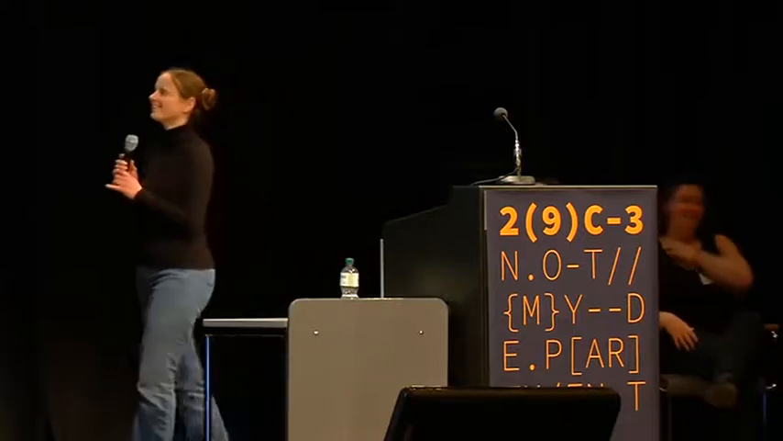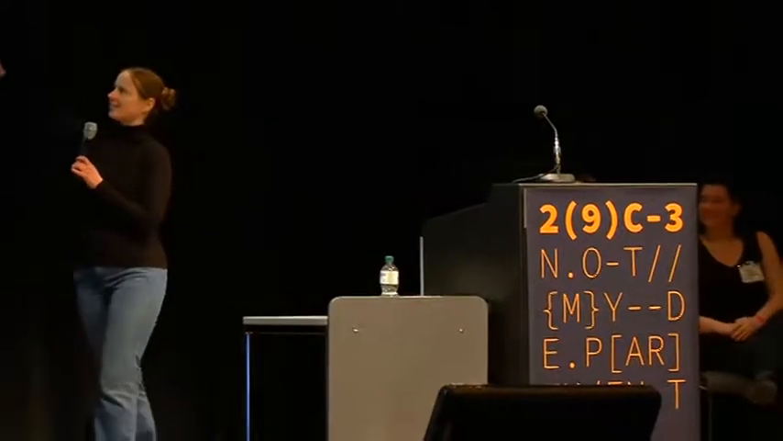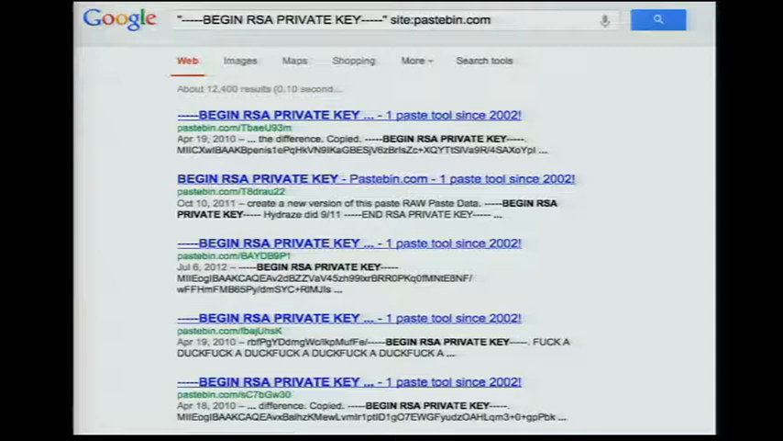It's amazing what you can find on the internet. So, here are some keys. Except if you look at these carefully, not all of these are obviously RSA keys. There are some problems here, like the second to last one on the bottom.